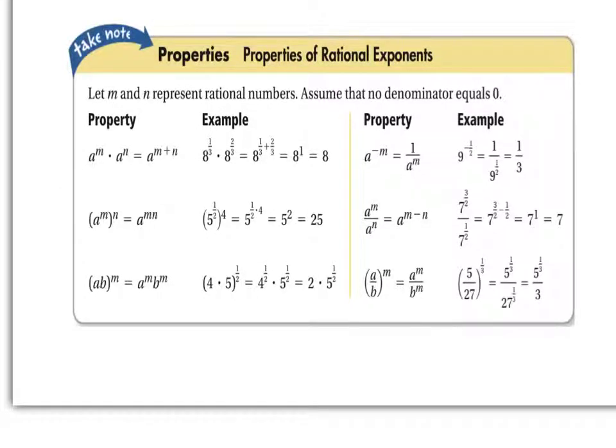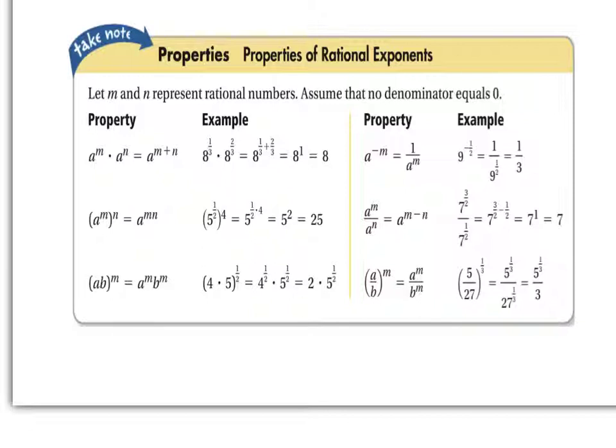This is section 6.4, rational exponents, and this is talking about part 2, and we're going to start part 2 with properties of our rational exponents, and you'll notice that these are very similar, very much the same as what you've had in the past, okay?